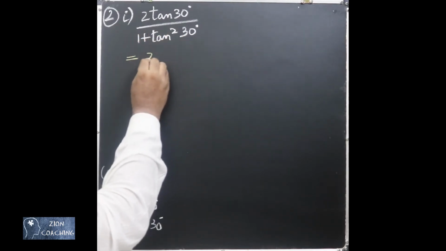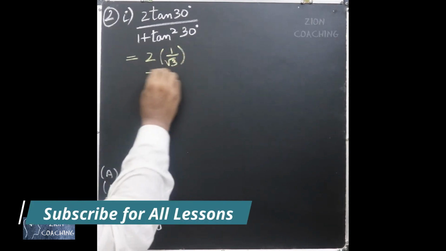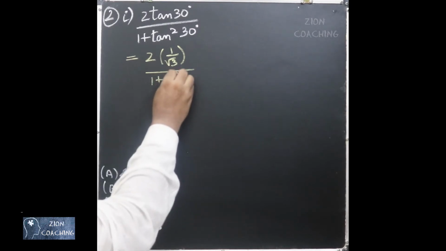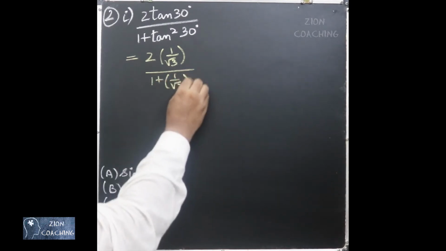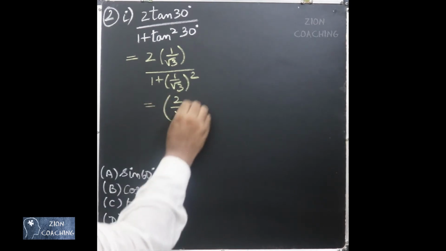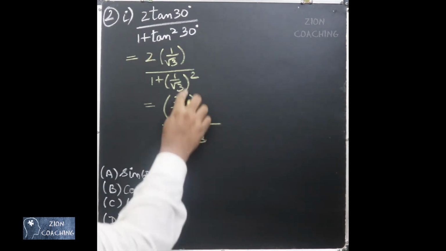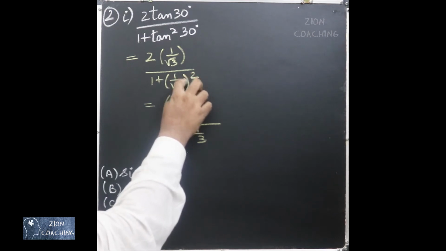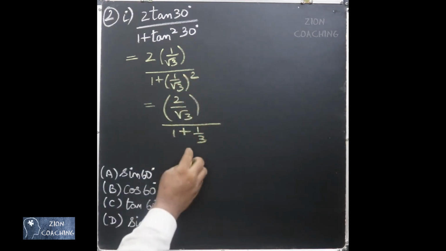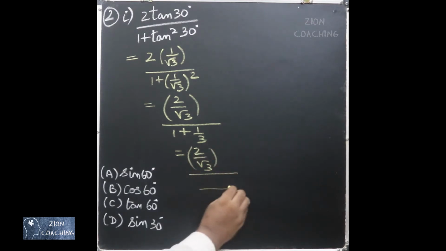We know that tan 30 degree value is 1 by root 3, so we have 2 by root 3 by 1 plus 1 by root 3 the whole squared. So we are going to have 2 by root 3 divided by 1 plus 1 by 3, because when you square this, 1 into 1 is 1, root 3 into root 3 is 3. Now taking LCM in the denominator, we will have 2 by root 3 as the numerator. In the denominator LCM is going to be 3.